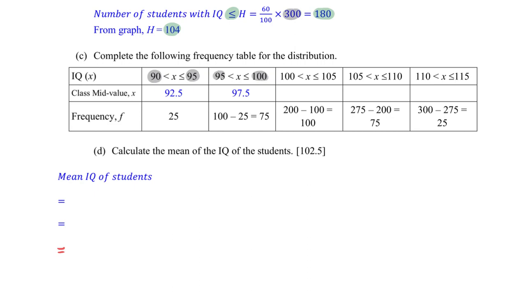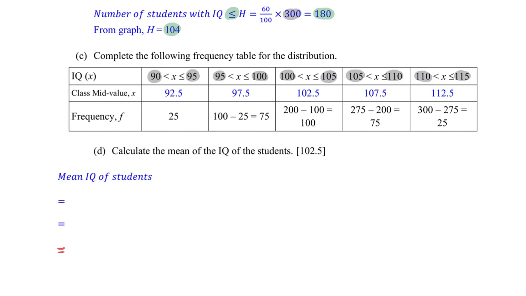100 plus 95 divided by 2, 97.5. So I continue this for the next 3 intervals. 110 plus 105 divided by 2. 115 plus 110 divided by 2.